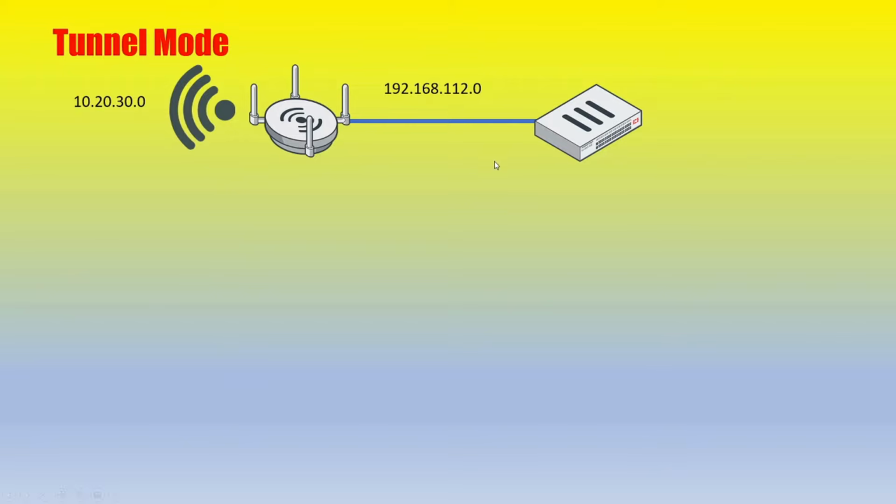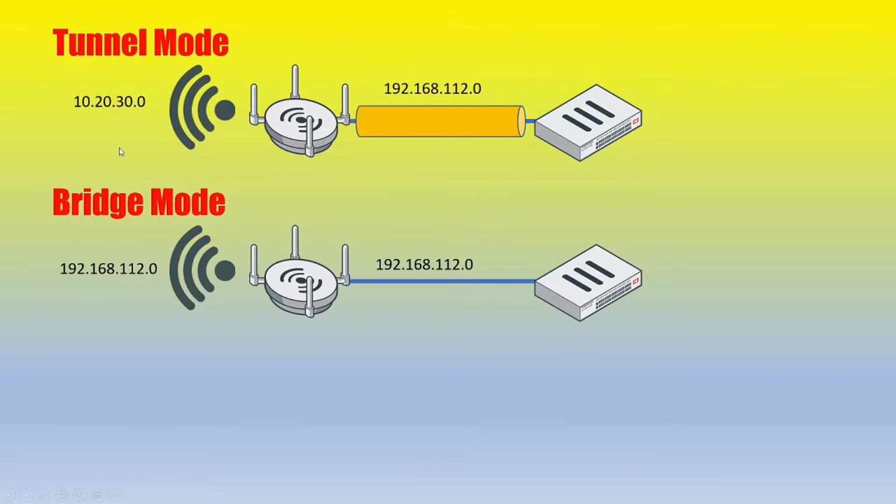In tunnel mode, let's say we connect a FortiAP onto the 192.168.112 network of the FortiGate. There's going to be a tunnel established between the FortiAP and the FortiGate, so that all traffic that hits the SSID is going to be encrypted and visible to the FortiGate as a virtual interface, essentially. And then another mode would be bridge mode.